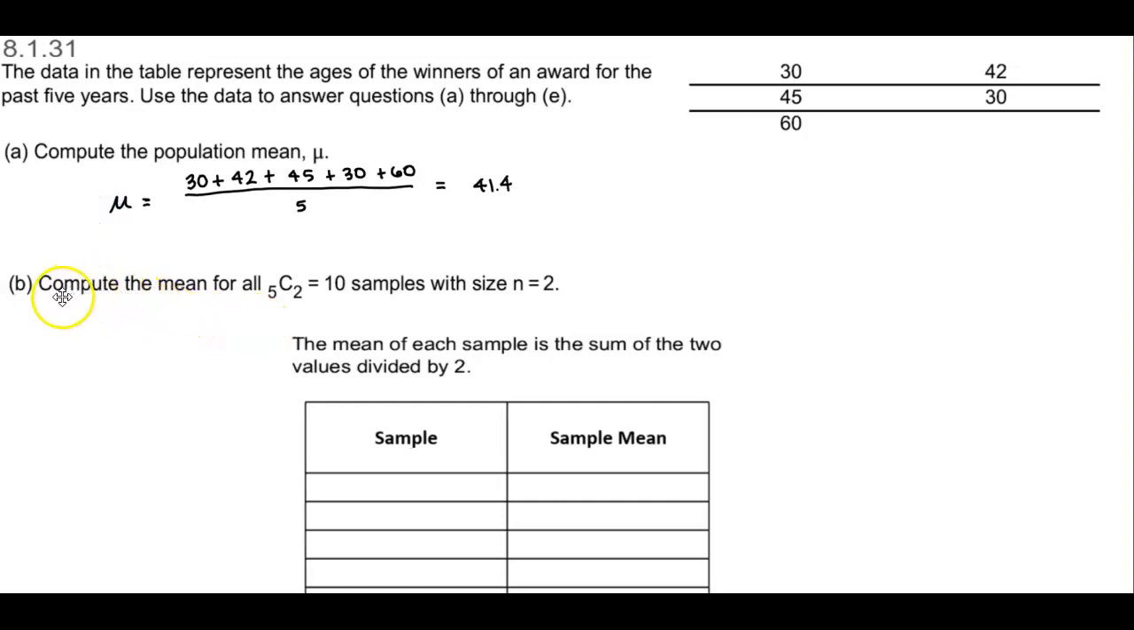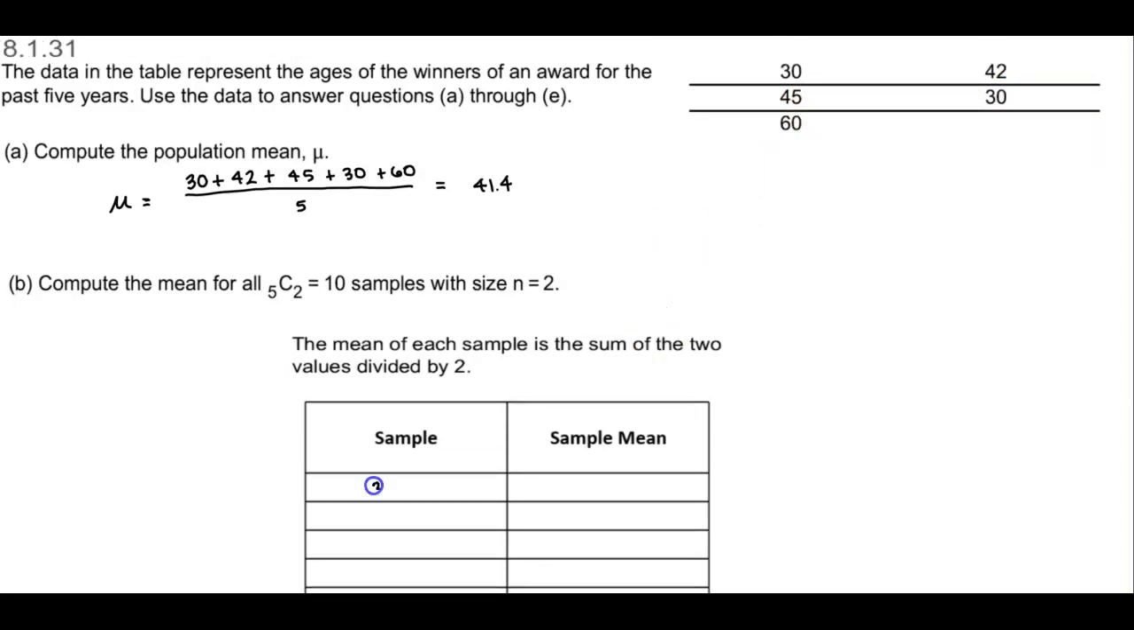Now in part B, we're going to compute the mean for the combinations of 5 numbers in the sample, but we're going to pick 2, and that's going to equal 10 samples with size n equal to 2. You see this 30 up here on the top left. We're going to combine that with the 42, the 45, the 30, and then the 60. Then we go to 42 and combine that with the 45, the 30, and the 60. Then from 45 to 30 and 45 to 60, and then the 30 to 60. Let's go ahead and put those together.